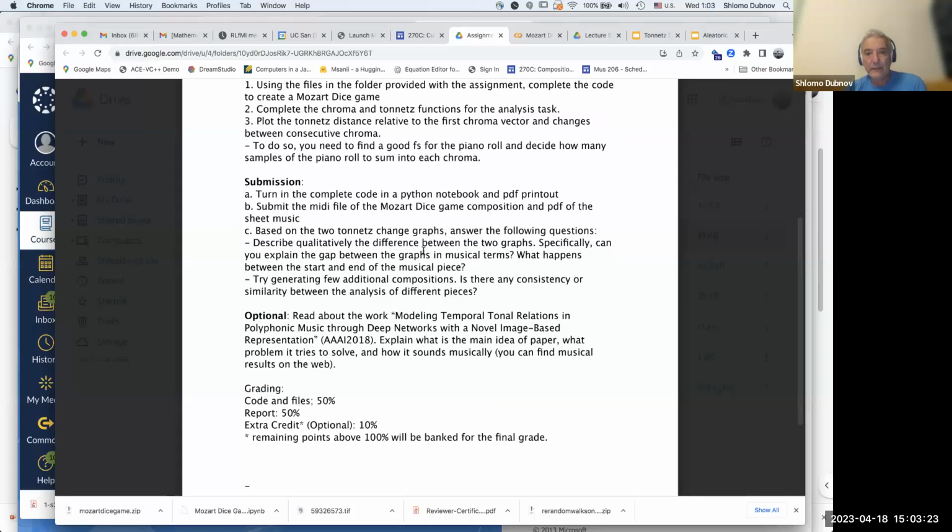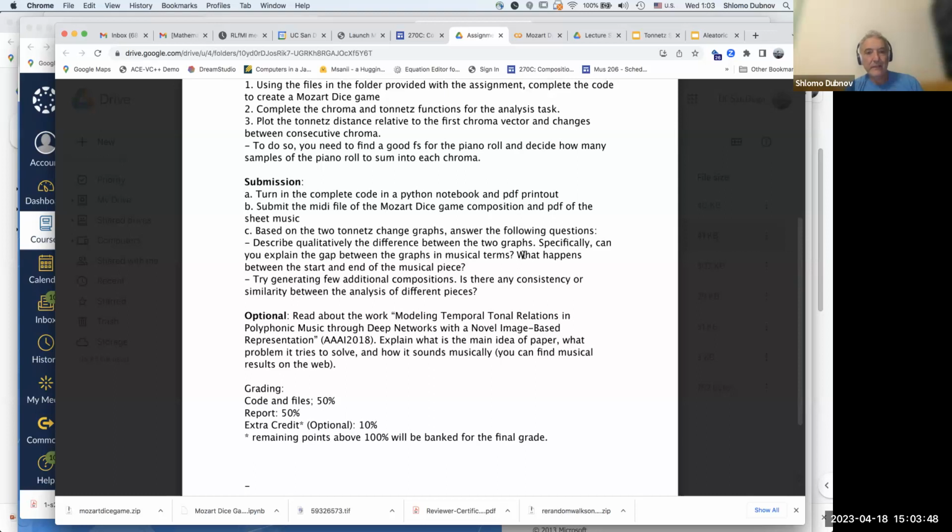Describe qualitatively the difference between the two graphs. So basically, what I'm interested to see is, can you see what we talked about? Maybe you can have some jumps which are not because the chords change, but because of the melody that threw the chroma out of something reasonable in terms of tonality.